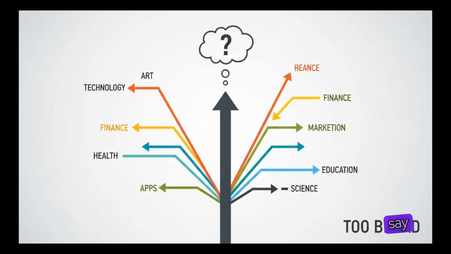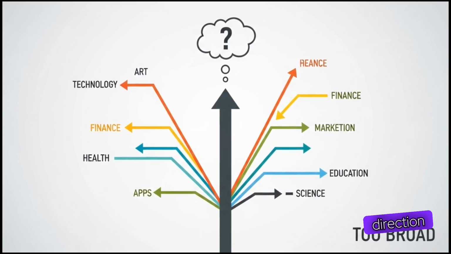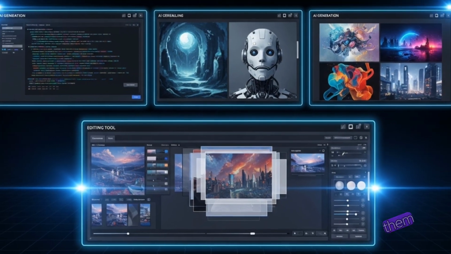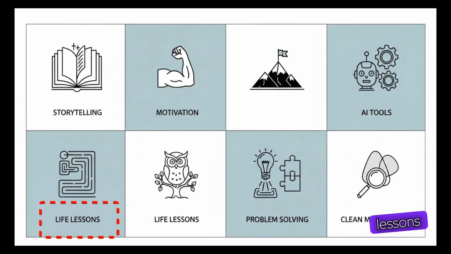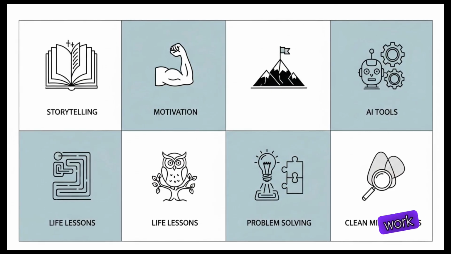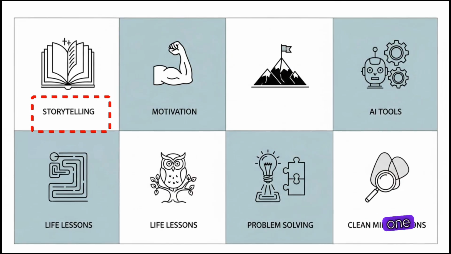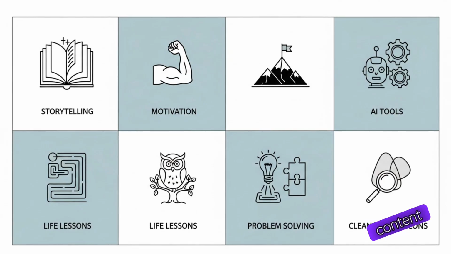Do not just say, I want to start YouTube. That is too broad. You need a simple content direction, and if you do not already have story ideas, AI can help you generate them. For faceless content, here are a few beginner-friendly directions: storytelling, motivation, AI tools, life lessons, problem-solving videos. Each of these can work, but for this video, we are going to use storytelling because it is one of the easiest ways for a beginner to understand the faceless content model.